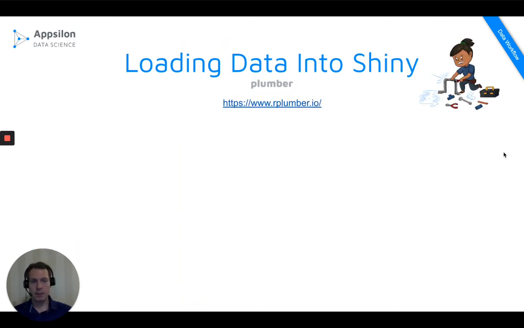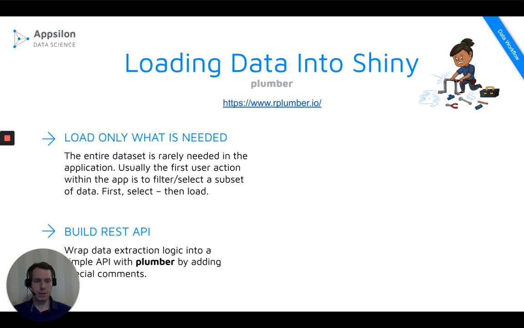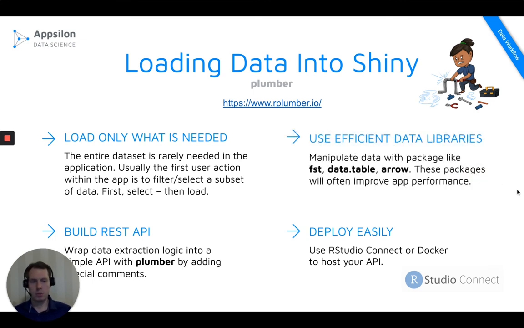The last part about data is how to load it into Shiny efficiently. I recommend the Plumber package here because it allows you to load only what is needed. So usually there is no need to load a whole big data set into the application, and Plumber allows you to build a REST API that simply converts your logic into an API, so you can grab what you truly need. It's also super easy to deploy it with Docker or RStudio Connect, so check the Plumber documentation. Also, one more point, make sure that you're using efficient data libraries like fst, data.table, or Arrow. It can vastly improve the performance of your application.